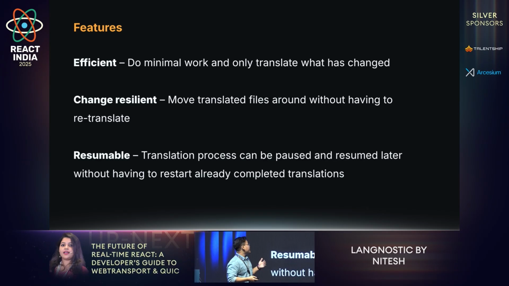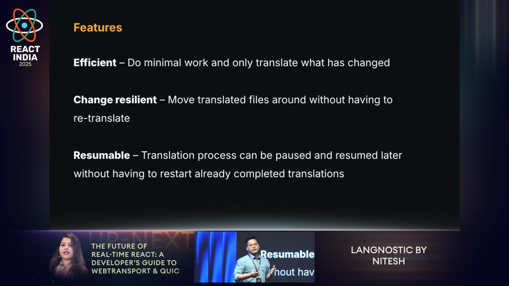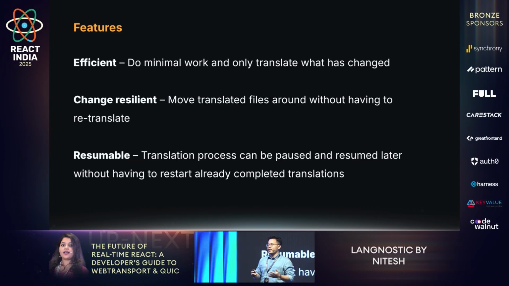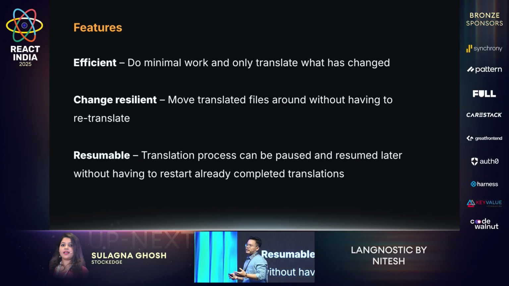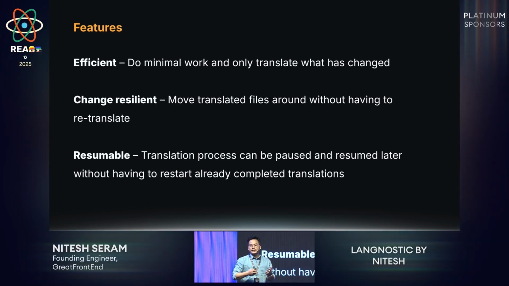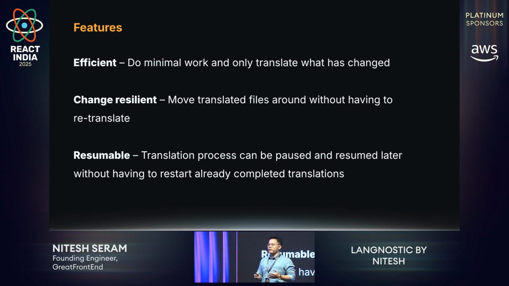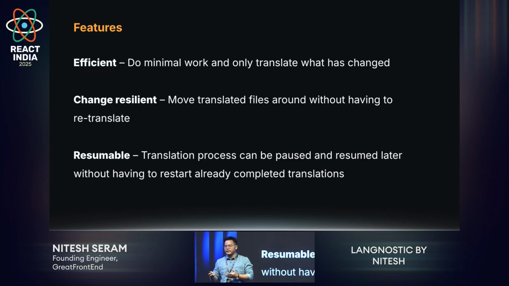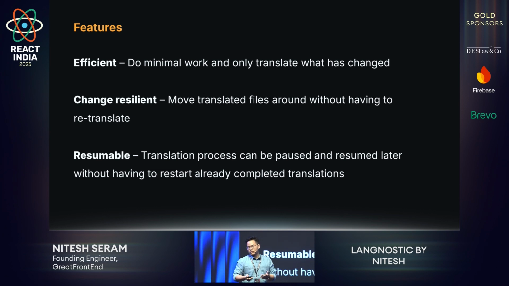Now, the next is it's efficient, right? It only translates what changed. This is crucial for an MDX file because an MDX file is very different from a JSON file, right? With a JSON file, it's very easy to track what changed. But with an MDX file, when one word changes, it's very hard to track what changed, right? So this is very crucial for MDX or Markdown files.